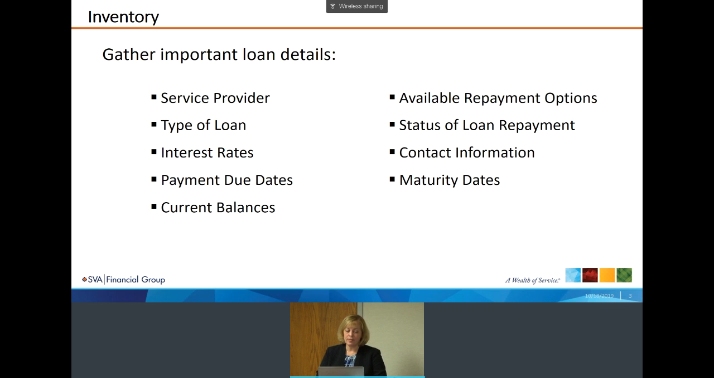There are online programs that can help with building your inventory, but a simple spreadsheet in Microsoft Excel or Google Sheets is an effective tool. Gathering your information for your spreadsheet is the first step. You need to get the important details of the service provider, type of loan, interest rates, payment due dates, and current balances. Other important information that will be helpful to you over the years will be having the available repayment options, the status of the loan repayment, contact information, and understanding the maturity dates on each of your loans.